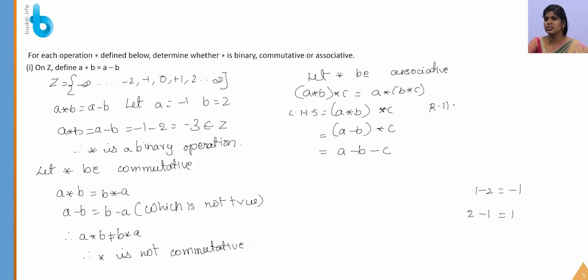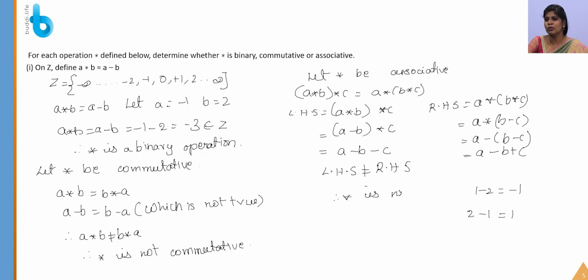Now take the RHS, A star (B star C). First we will do what is given in the bracket. B star C is B minus C. Now again use this operation, A minus (B minus C). Take the minus sign inside, A minus B plus C. See, both LHS and RHS are not equal. LHS is not equal to RHS. Therefore, the operation star is not associative.